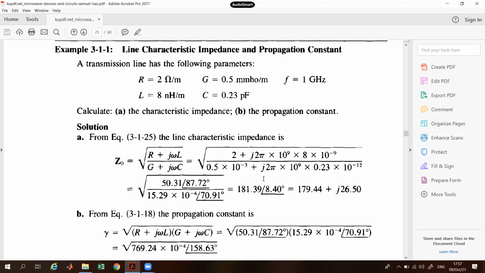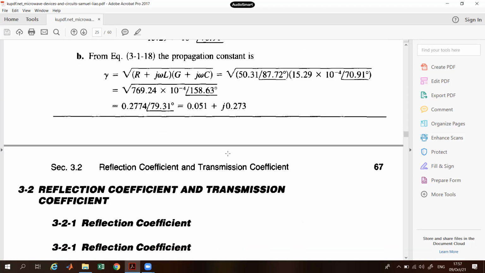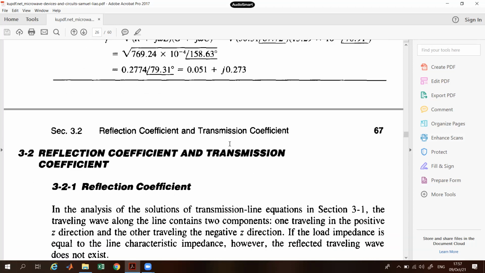Now, based on this, if you want to solve the numerical and you need to find the characteristic impedance and the propagation constant, then Z naught is your characteristic impedance and gamma is your propagation constant. The formulas are given, the parameter values are given. You just have to solve it in your calculator.